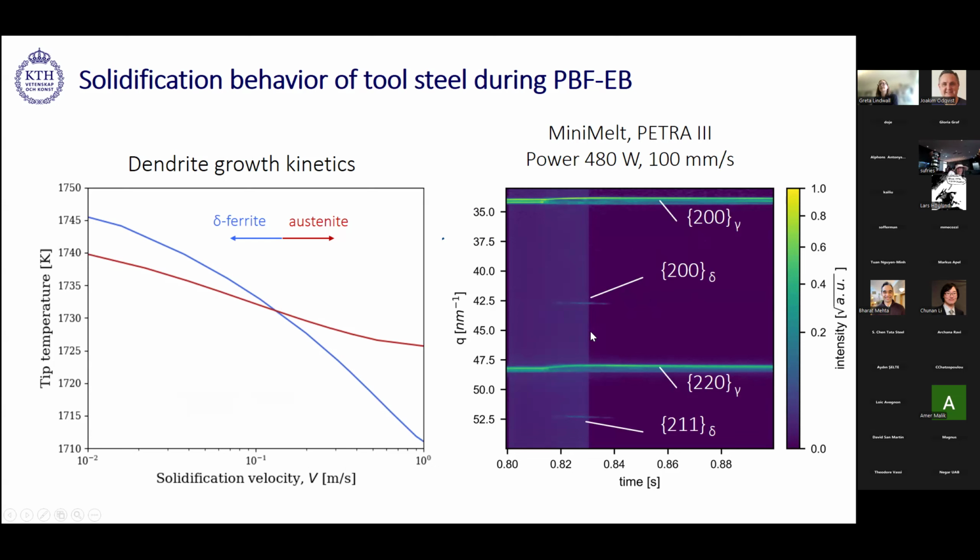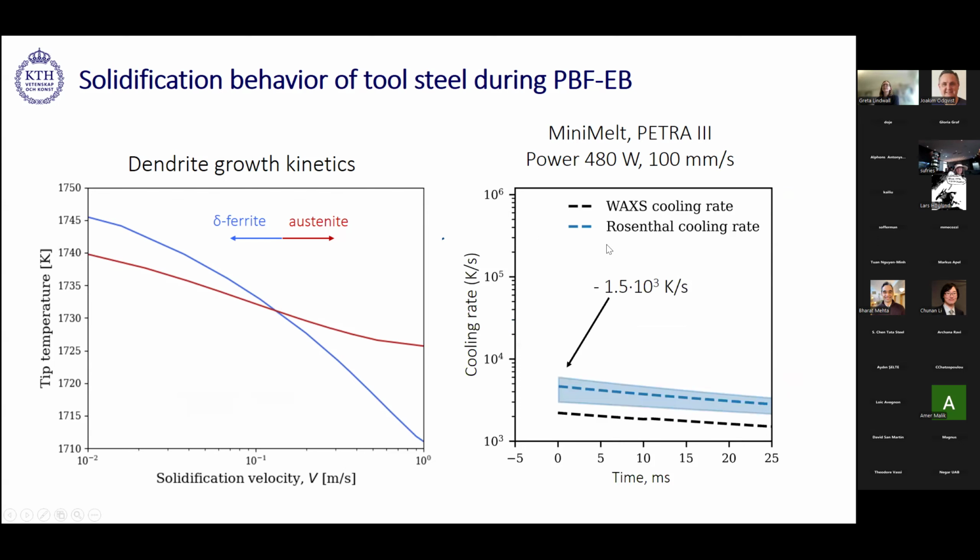And if we extract the cooling rates from these patterns, here in the case of electron beam powder of 480 watts and scanning speed of 100 millimeter per second, we can get a cooling rate of around 1000 or 1500 Kelvin per second. And that would then correspond to a solidification velocity that is around 0.03 meter per second. And so we would be definitely on this side then of the, we would expect delta ferrite to be the first solid phase to form.